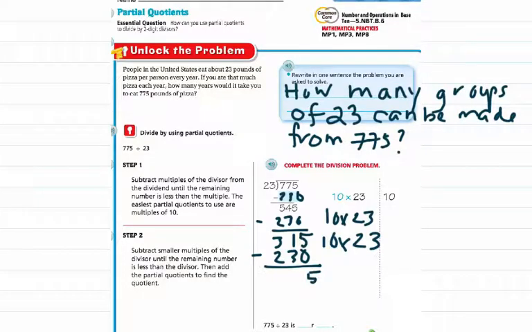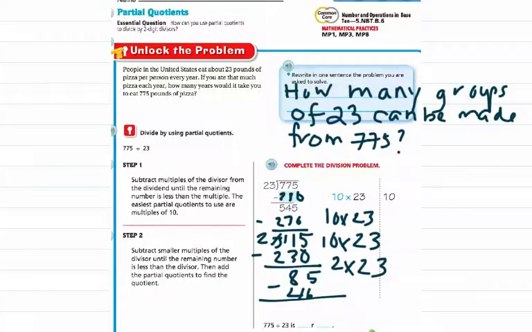We can't do 1 minus 0, so we regroup from the 100 and we borrow 100. So now we have 11 minus 3 is 8. Now we check. 85 is greater than 23. However, we can no longer use the multiple of 10. We're going to now use a smaller multiple of 23. We're going to use 2. 23 times 2 is 46. So now we, again, subtract.